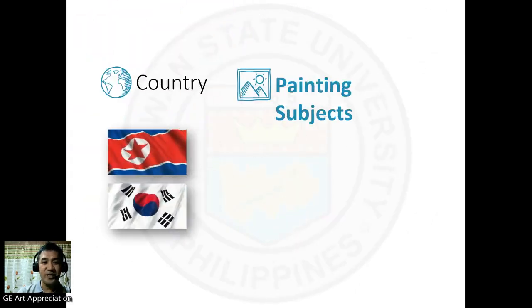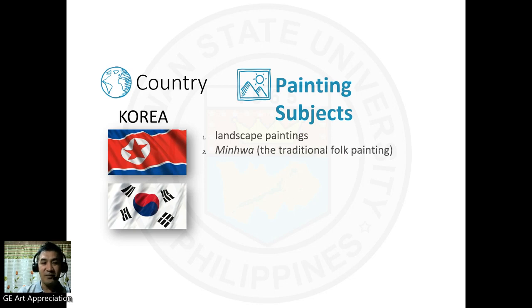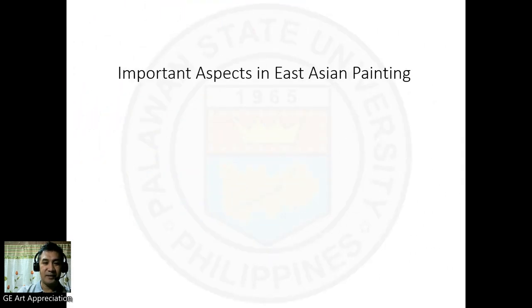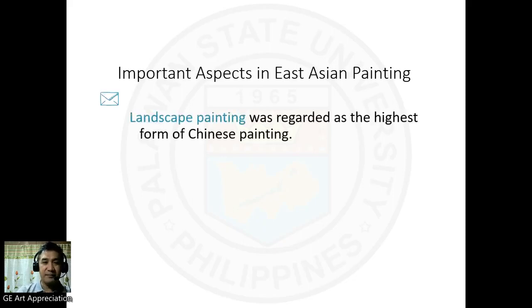Let's have the country Korea. What are their subjects when they paint? Again, it should also be in landscape paintings. Minhwa, or the traditional folk painting. And there are 4 gracious plants: the plum blossoms, orchids or wild orchids, chrysanthemums, and bamboo. Portraits.